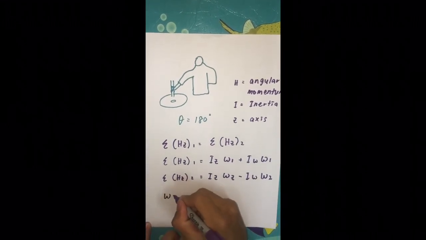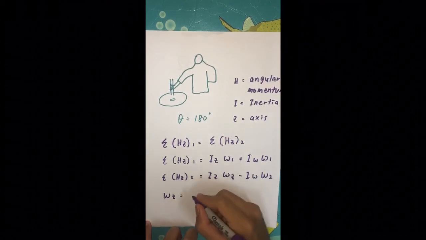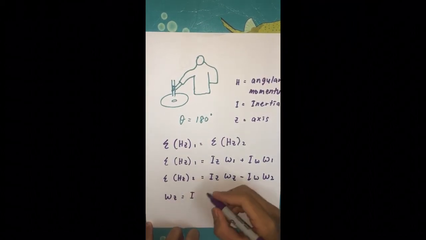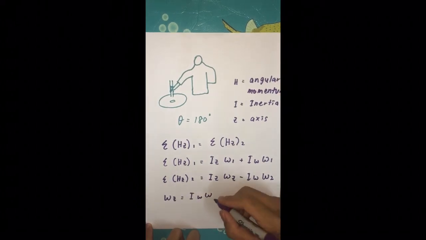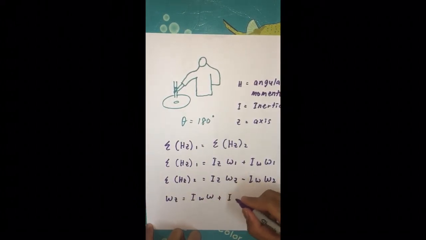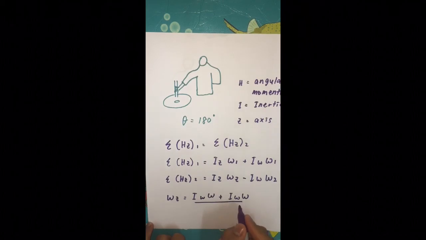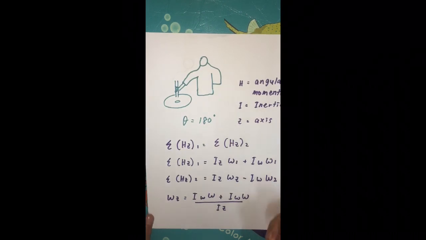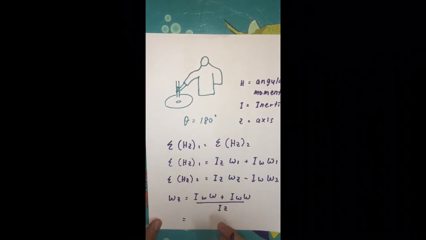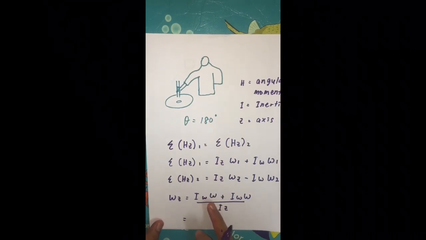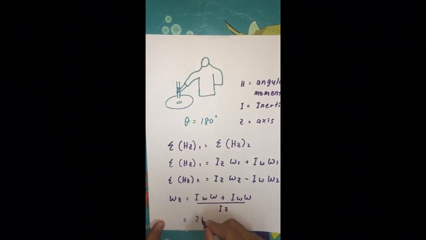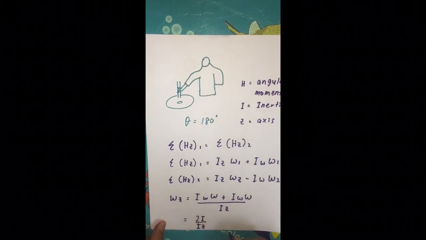So omega z is equal to I_w omega plus I_w omega divided by Iz. So we add them, and the 2 I_w will be 2 I_w over Iz times omega.